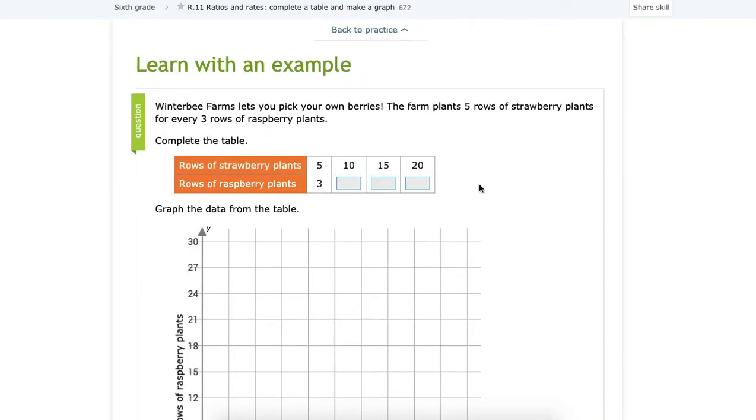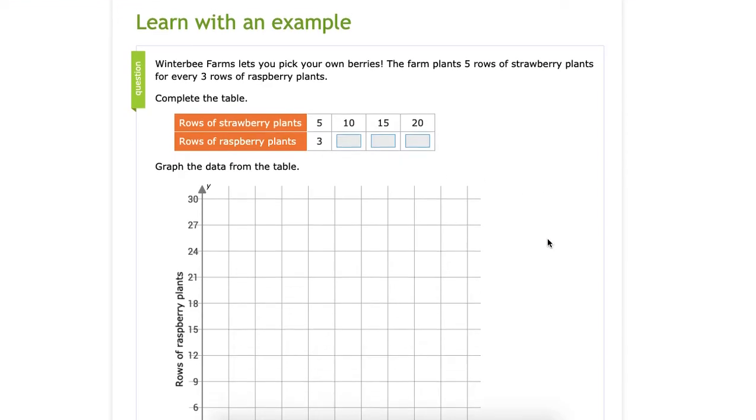Okay, so we have the problem here. Bee Farms lets you pick your own berries. The farm plants 5 rows of strawberry plants for every 3 rows of raspberry plants. Complete the table. So this is like the ratio tables that we've been doing. So you should be able to complete this table fairly easily. All of the ratios will go down from 5 to 3. And if you can't complete this, it's going to go down here.